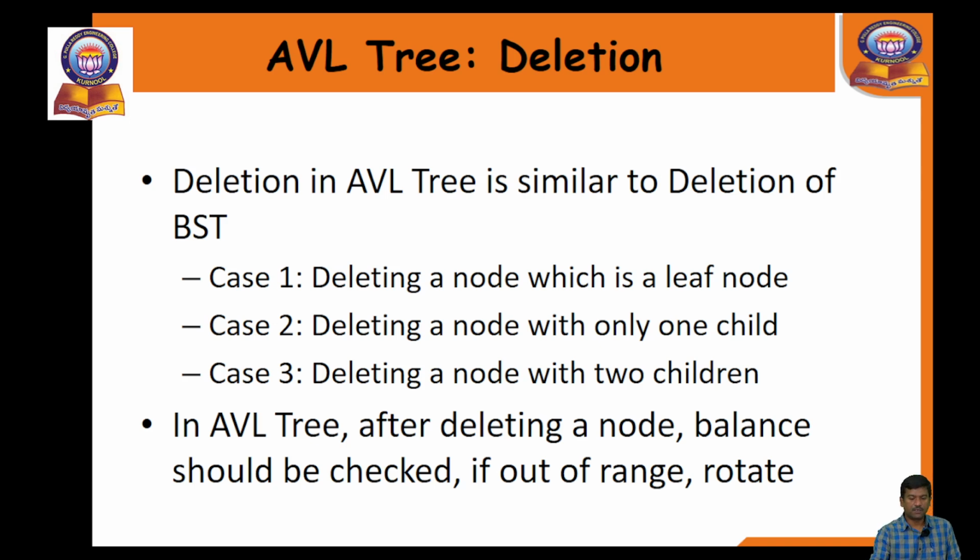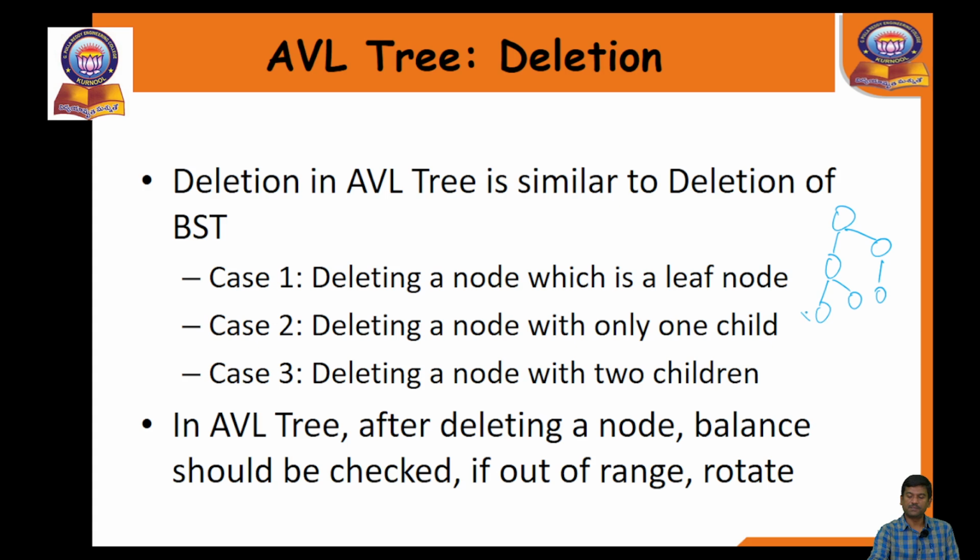So coming to case one of the binary search tree, that is deleting a node which is a leaf node. What does it mean? Here, consider the AVL tree. This is an example of an AVL tree. Of course, the node values have to be entered. So I'm focusing on deleting a node that is a leaf node.